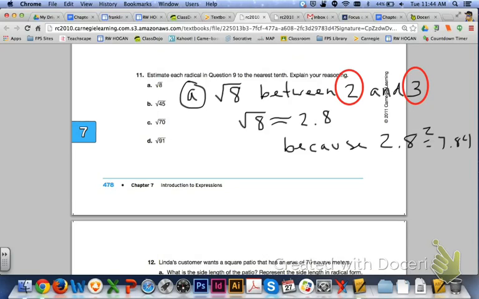Now remember, you're supposed to use trial and error, and when you do that, 2.8 squared is going to give you 7.84. That's going to be the closest that you can get to 8. So the square root of 8 is going to be approximately equal to 2.8.